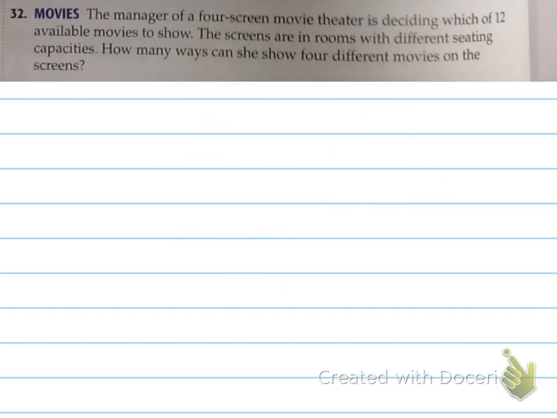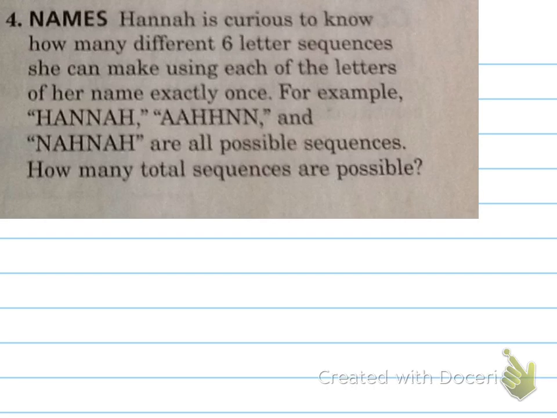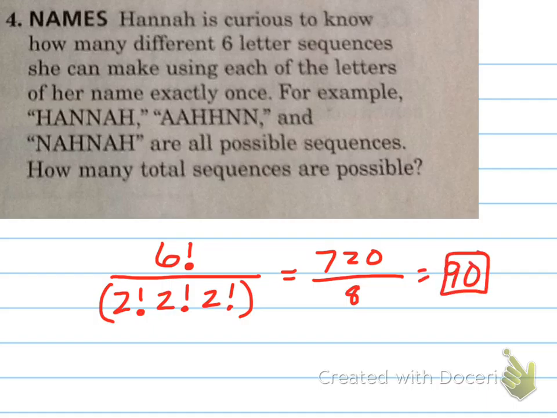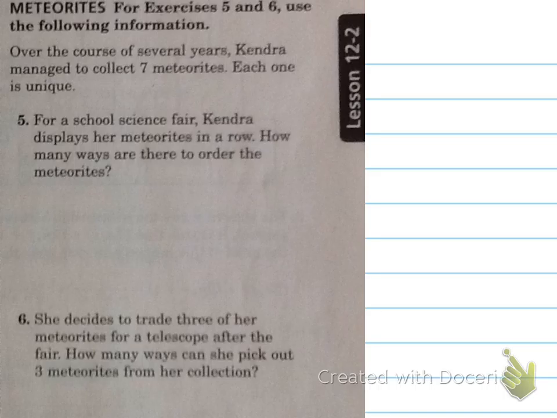The manager of a 4-screen movie theater is deciding which of 12 available movies to show. The screens are in a room with different seating capacities. How many ways can she show 4 different movies on the screens? In this one, we have 6 factorial over 2 factorial, 2 factorial, 2 factorial for the twinsies, which is 720 divided by 8, so the answer would be 90.